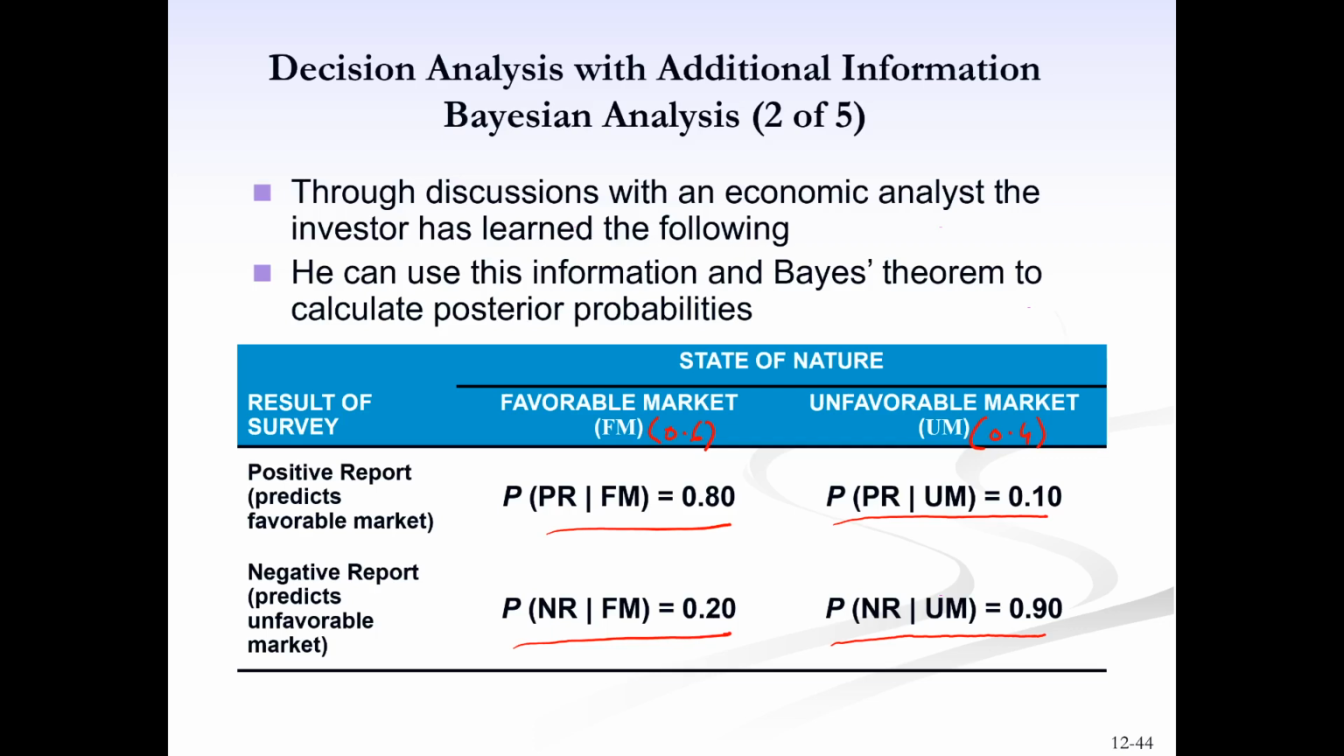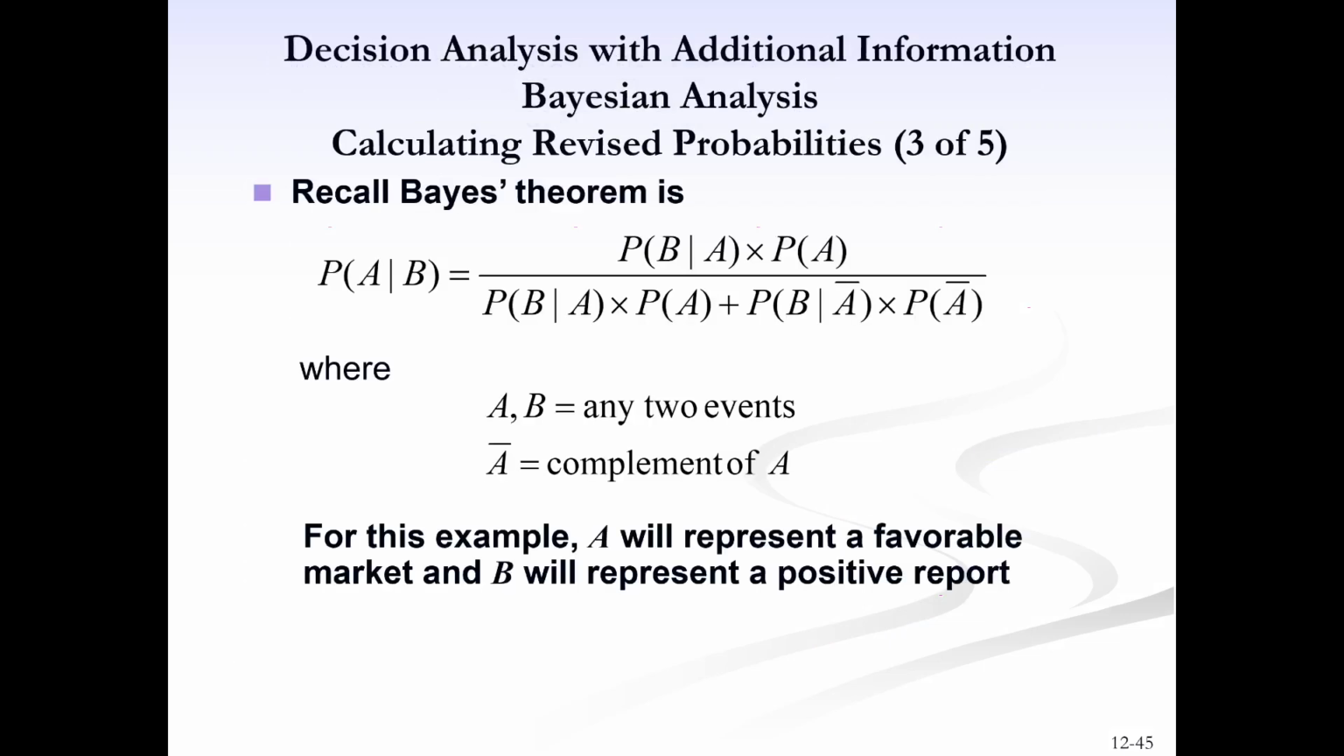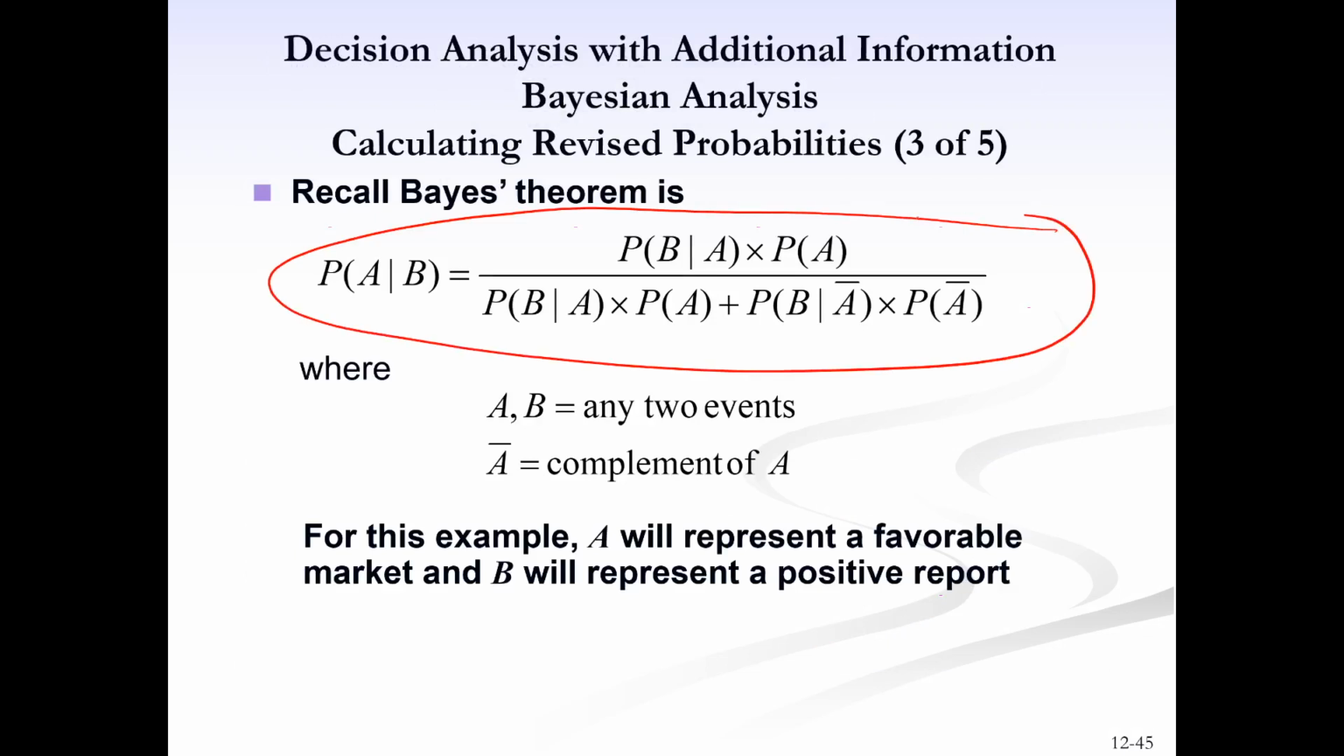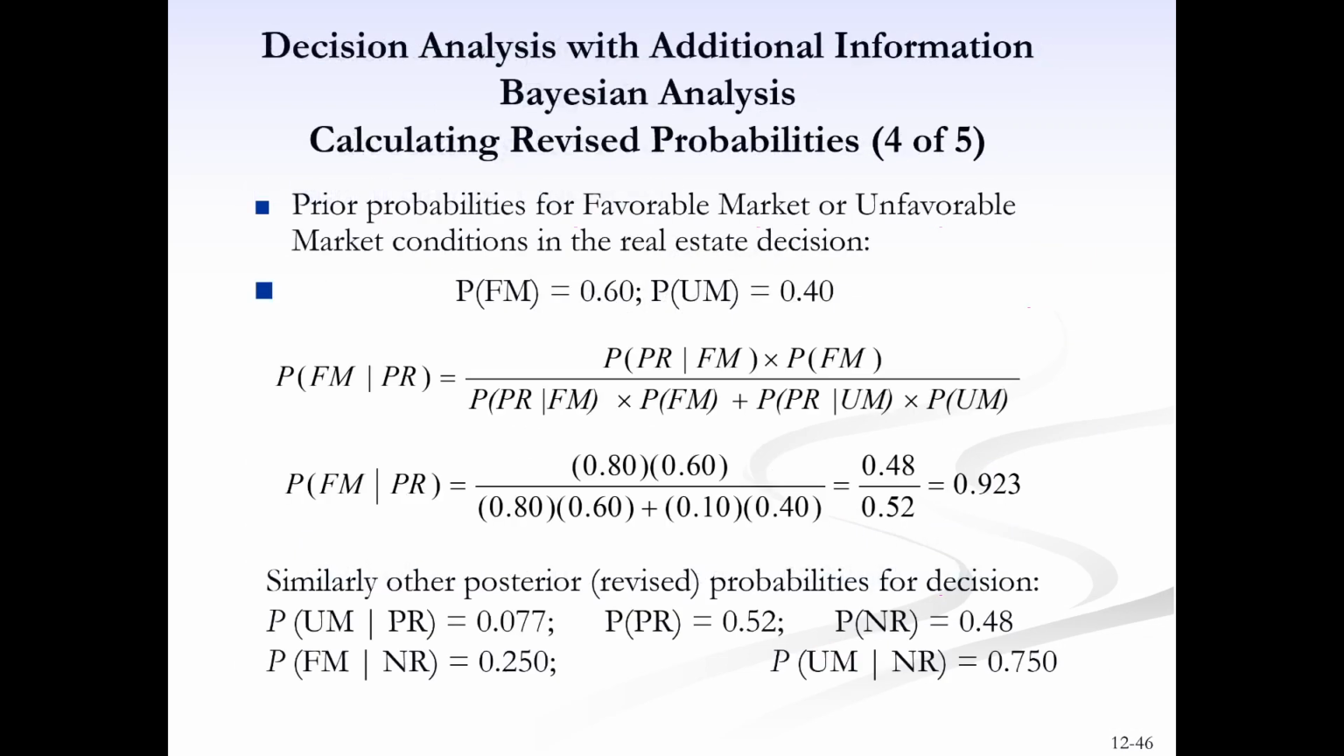And from this information, we can revise our probabilities. We can make our posterior probabilities. The initial probabilities are that favorable market chances are 0.6 and unfavorable market 0.4. Now what we will do is we will revise these probabilities, that is, what is the probability of getting favorable market given that the report has come positive, etc. So this is the use of Bayes theorem. The Bayes theorem is, we have discussed that. This is the Bayes theorem here. And using this Bayes theorem, we get all these different probabilities.